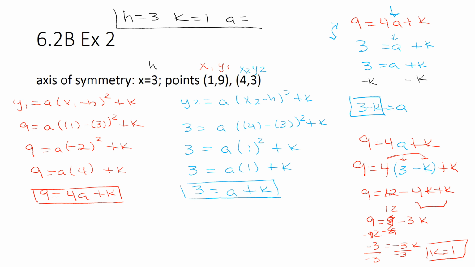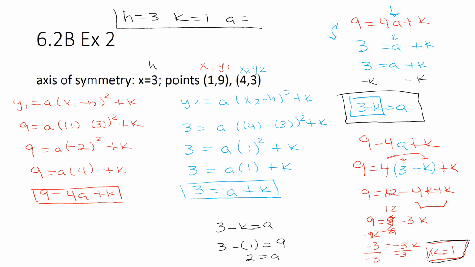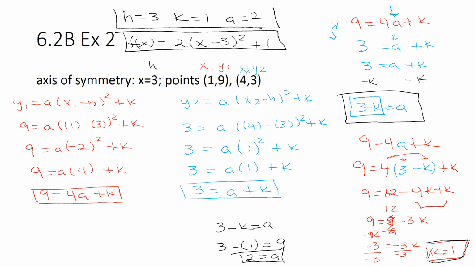So in order to solve for a, we need to plug this k equals 1 back into one of the original equations. I happen to have this one here. It's already solved for a, so you can just plug it in. So we have 3 minus k is equal to a. 3 minus 1 is equal to a. 3 minus 1 is 2 is equal to a. So we have found our last value. Okay, and then you just need to plug them into the equation. f of x is equal to a, x minus h squared plus k. And there you go. That's it. That is your equation written in vertex form.